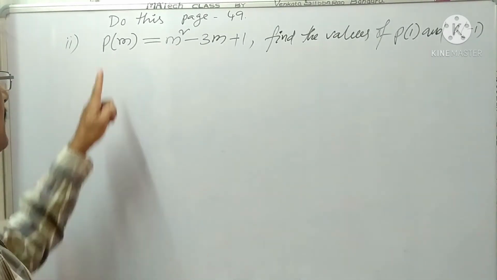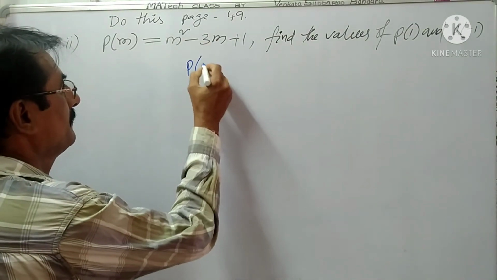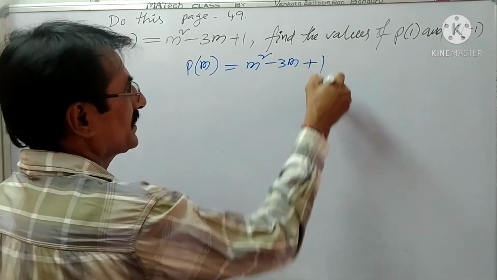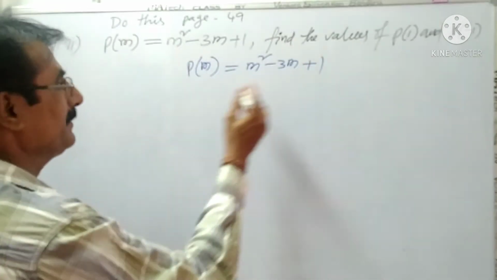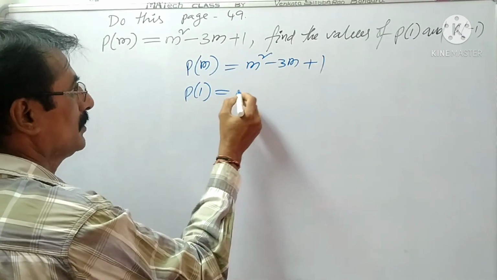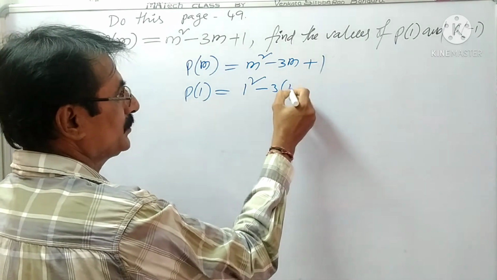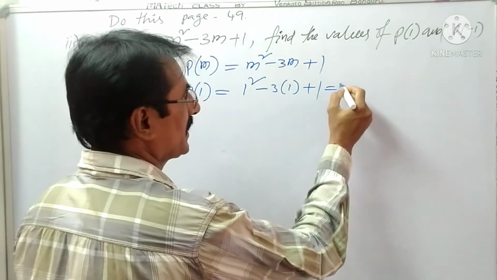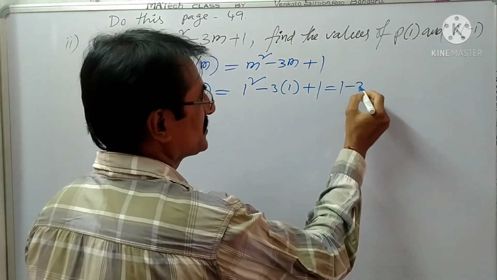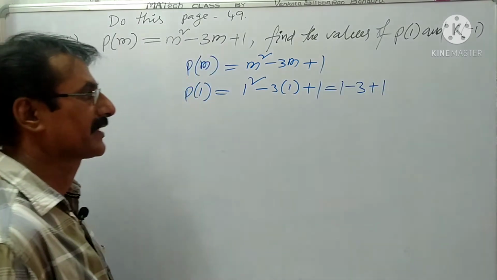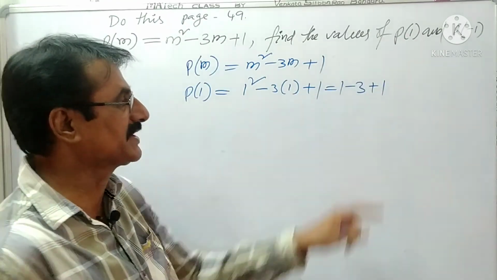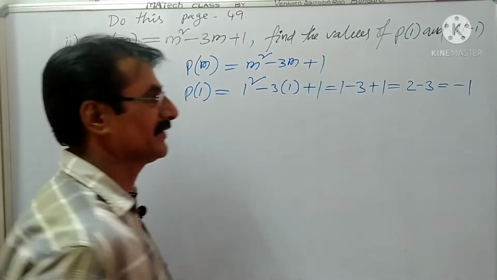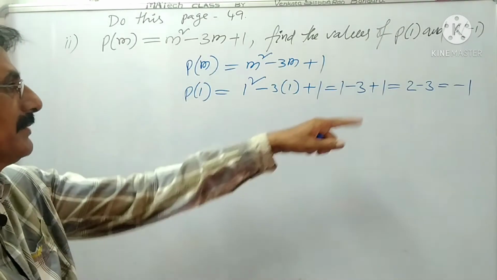Now, let's take the given p of m equals m square minus 3m plus 1. Next, we have to find p of 1 equals 1 square minus 3 into 1 plus 1. 1 square equals 1, minus 3 into 1 is minus 3, plus 1. These two are positives, plus 2 minus 3 equals minus 1. Finally, we got p of 1 equals minus 1.